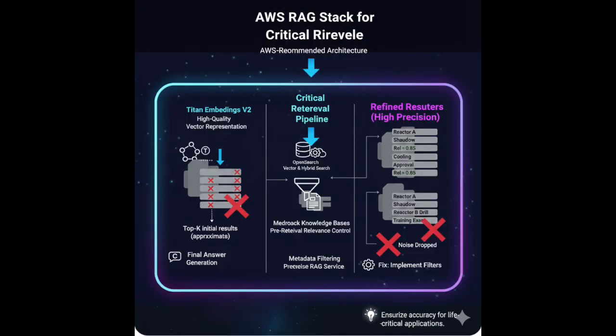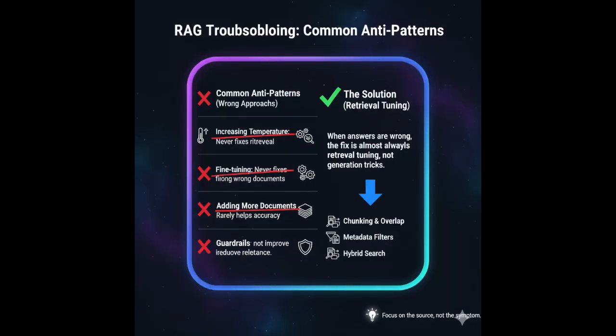Let's anchor this to AWS services. Correct answers usually include Titan embeddings v2 for embeddings, OpenSearch serverless for vector and hybrid search, metadata fields for filtering, Bedrock knowledge bases for managed retrieval, Claude Sonnet for final answer generation, a re-ranking layer for relevance refinement.